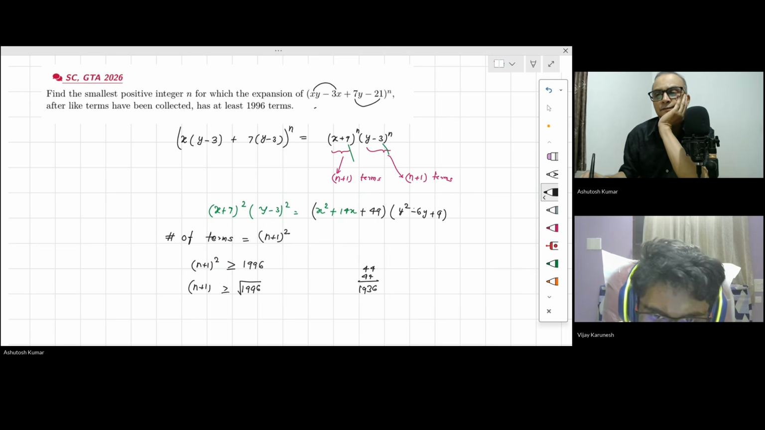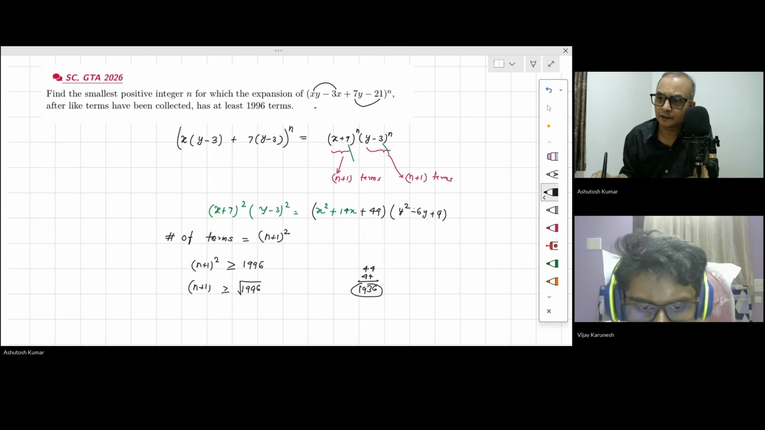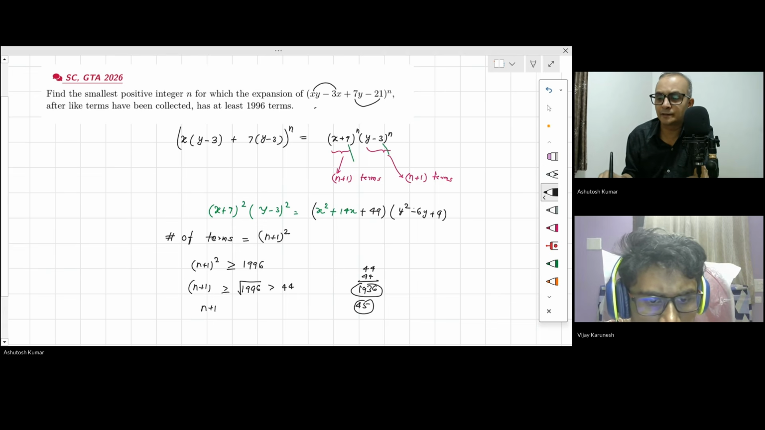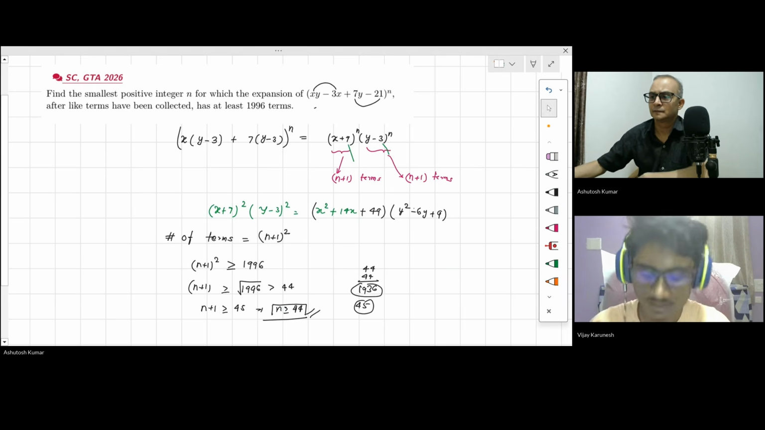1936 we are getting. So 1936 is like 44. So 44 in this is greater than 44, correct? Yes, we are still greater actually. So we have to take one more perhaps. So 45 will exceed, correct? Yes, sir. It means n plus 1 should be greater than or equal to 45. Therefore, n value is greater than or equal to 44. What are they asking? Smallest positive integer, so it is 44. Understood? Yes, sir.